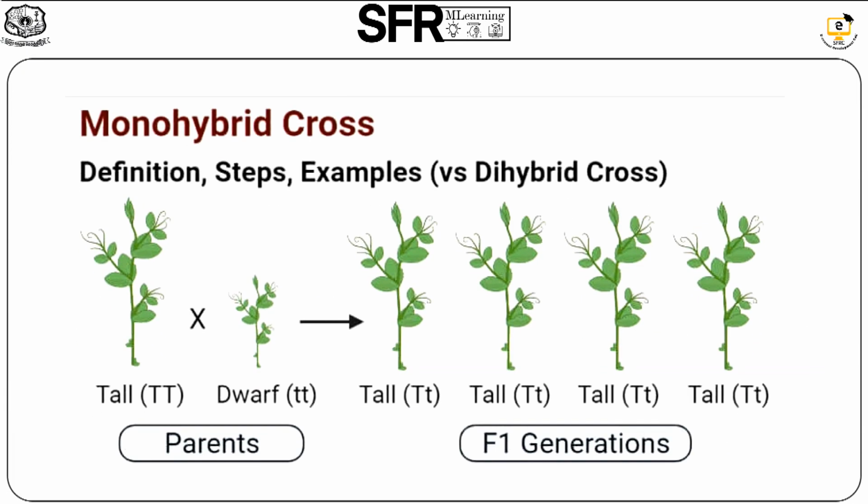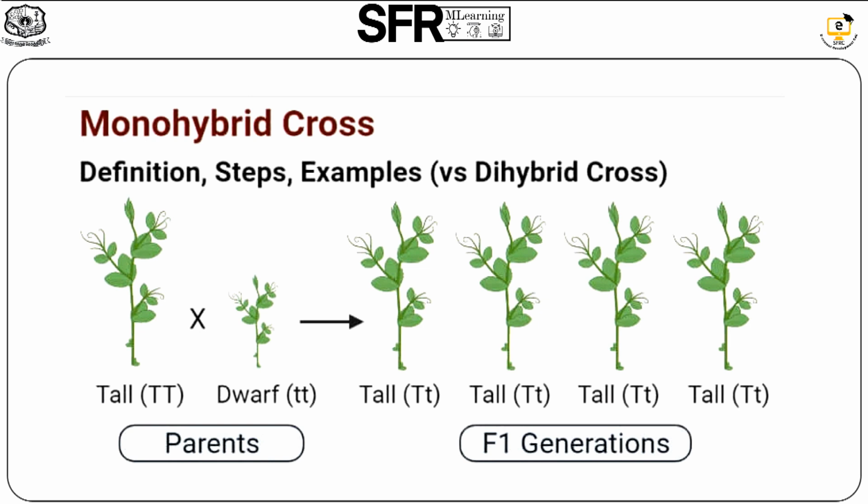This is the image showing what type of monohybrid cross Mendel chose. First is the tall plant, represented by capital T. Dwarf means a very small plant. Mendel chose two symbols, capital T for tall and small t for dwarf. These are the parental characters.